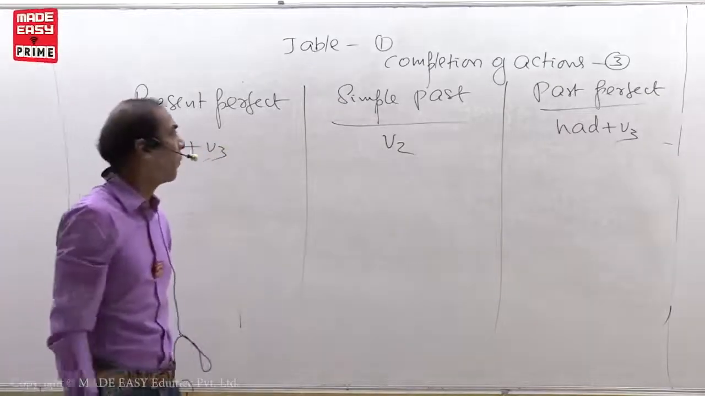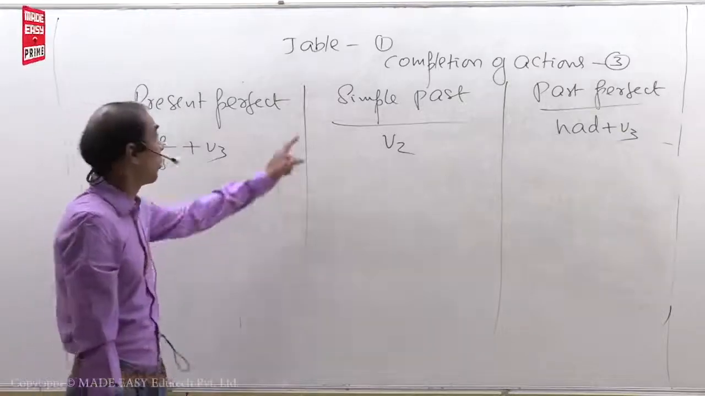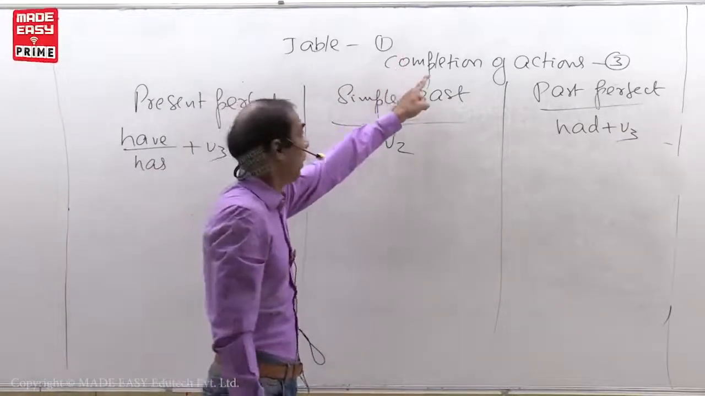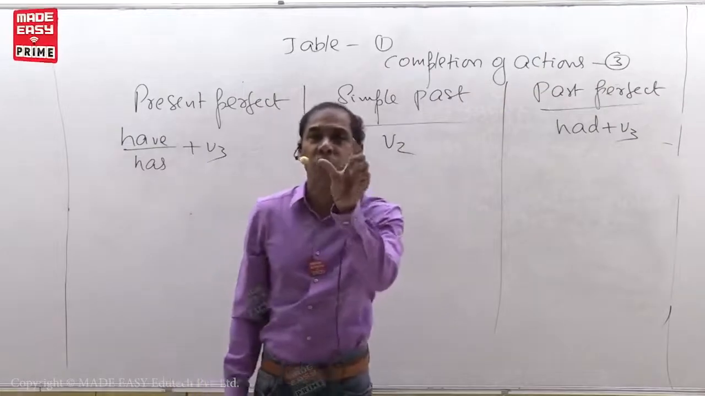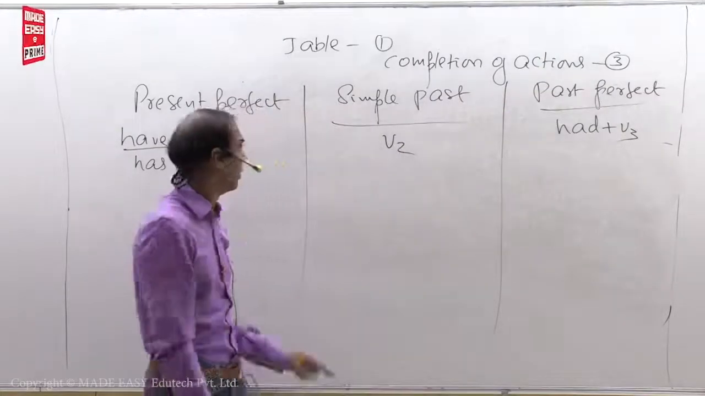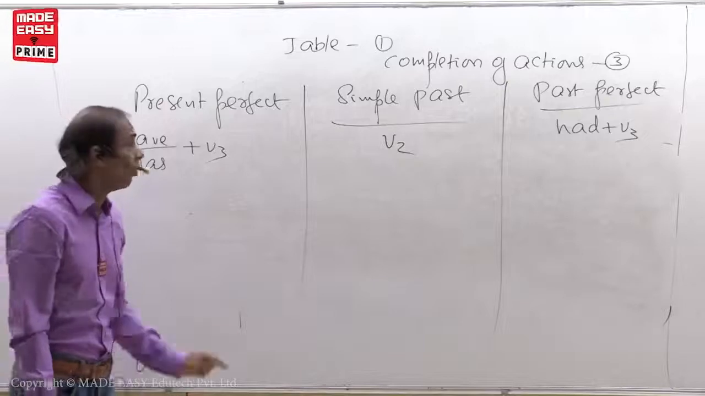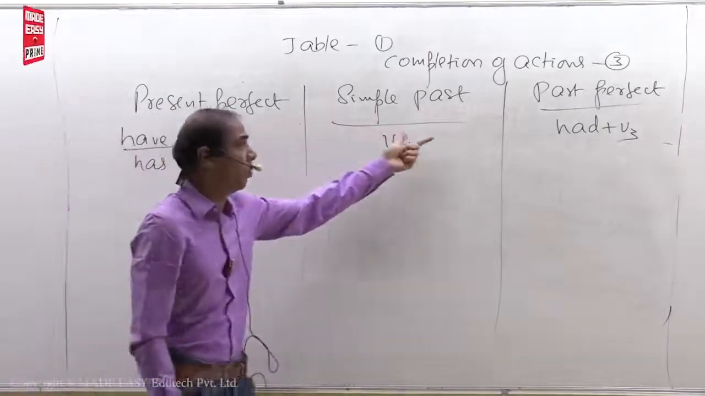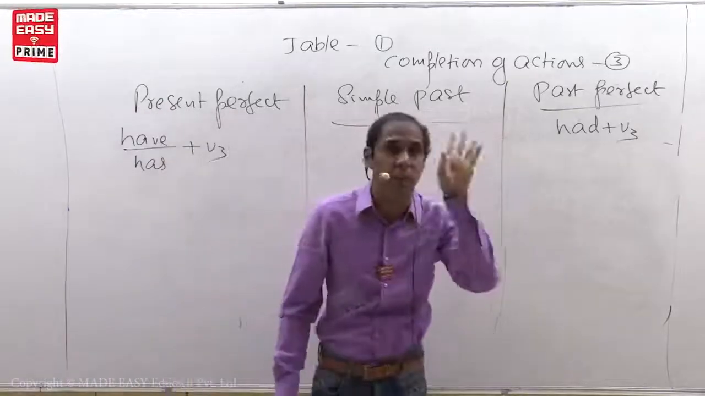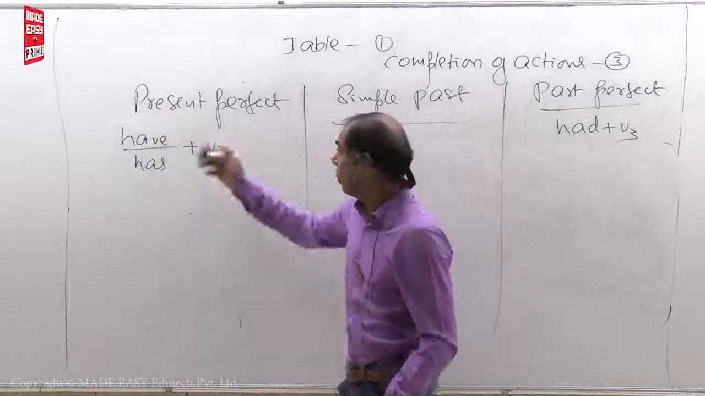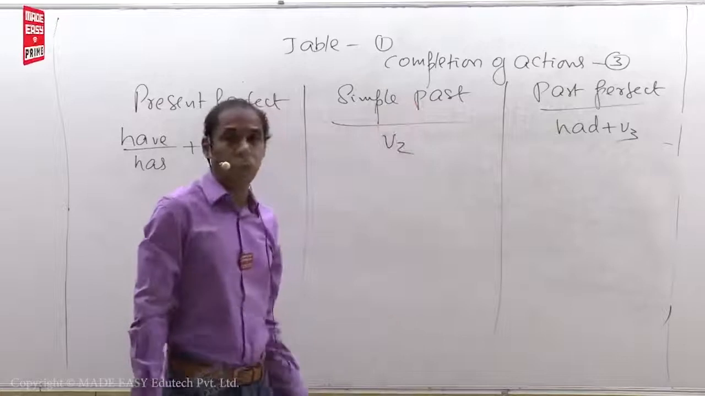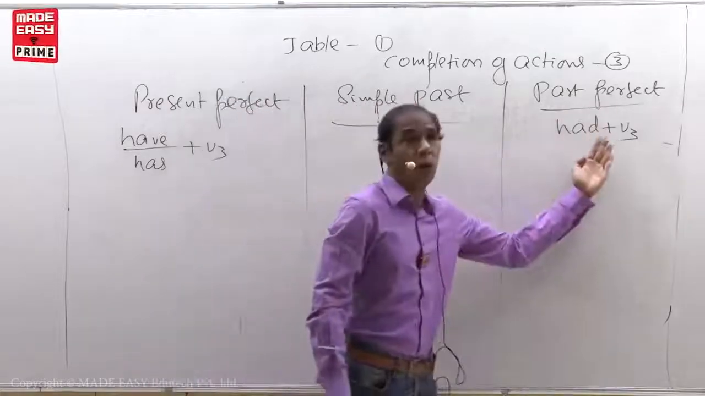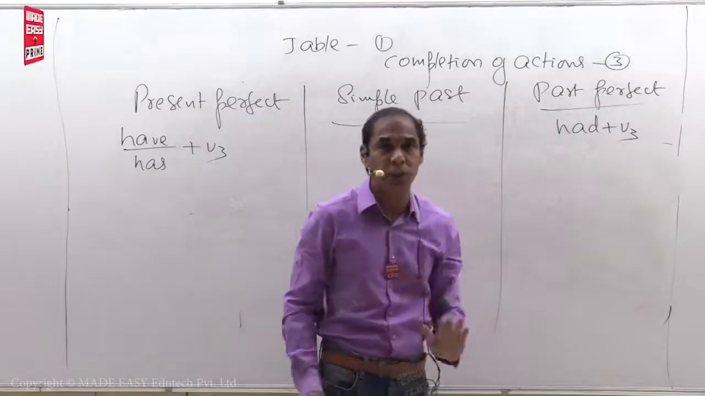Look at the board. Students, look at the board. What is the first table, number 1? Completion of actions 3. To express completion of actions, we can use 3 formulae in English. How many formulae can we use? Present perfect, simple past, past perfect. But when we have to use present perfect tense, simple past, or past perfect, we should know it clearly.